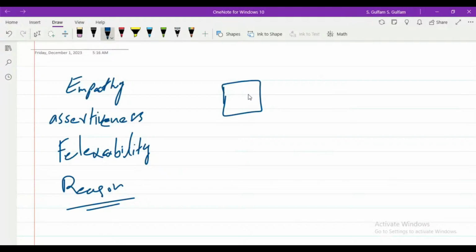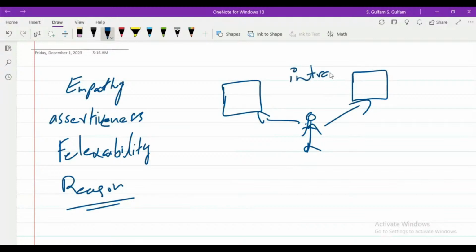Let's say this is your company, and this is another company, and this is you. You work for them and you work for them as well. This is intra. Intra means communication between multiple branches, multiple departments. How about inter? Inter means this is your company and you only work for them.